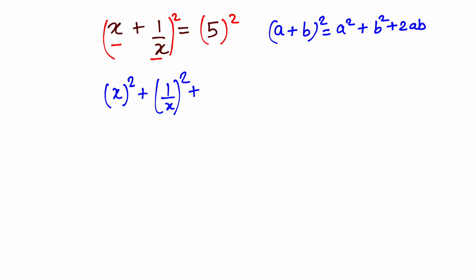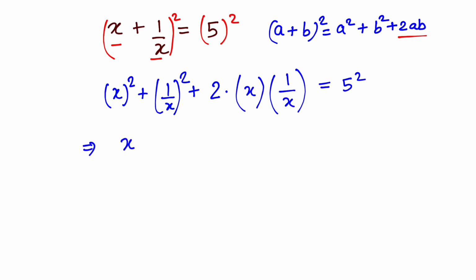Plus, from the formula, it is 2ab. So it will become 2 multiplied by a, which is x, and b, which is 1 by x, is equal to 5 square. Now we can write x square plus square of 1 is 1, so it will be 1 divided by square of x, which is x square, plus, now here you can see this x can be cancelled by the denominator x, and we are left with 2, is equal to 5 square.